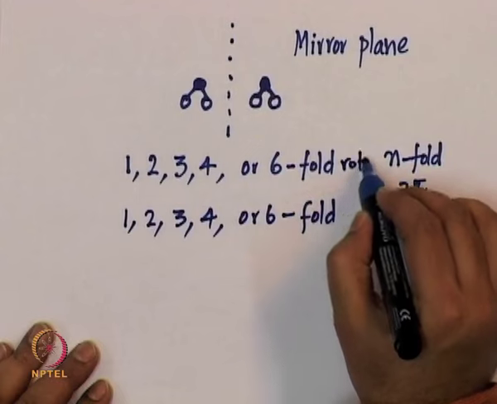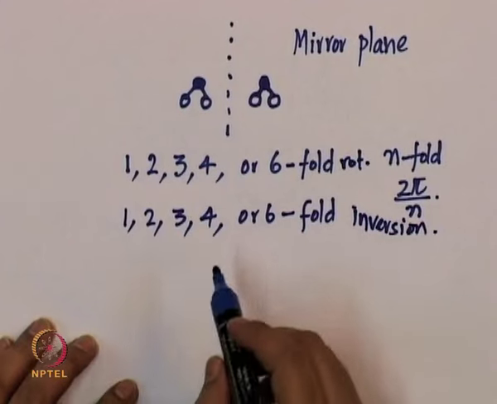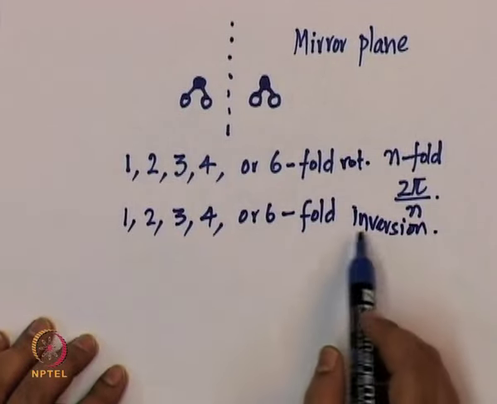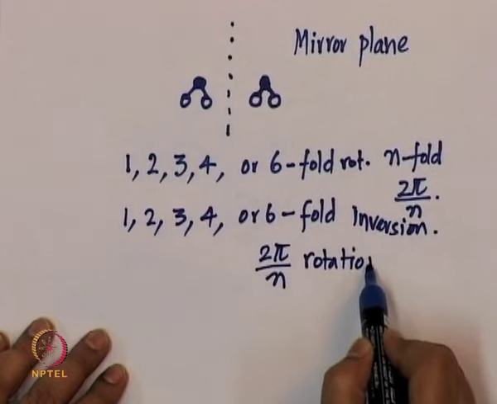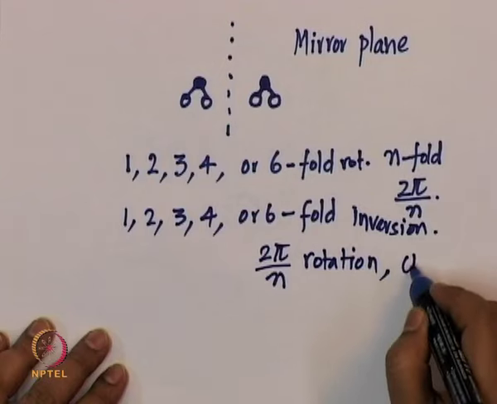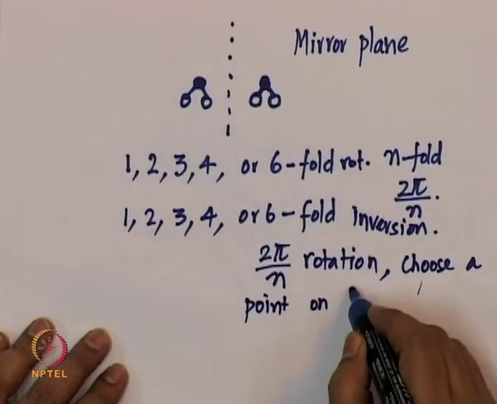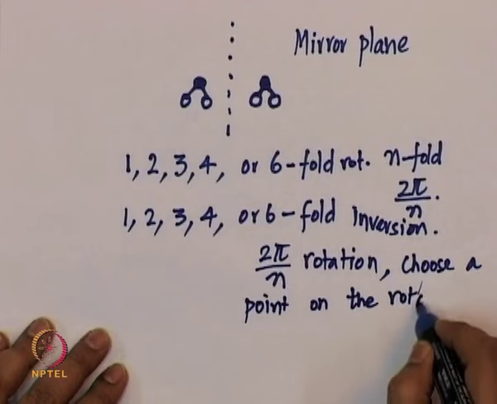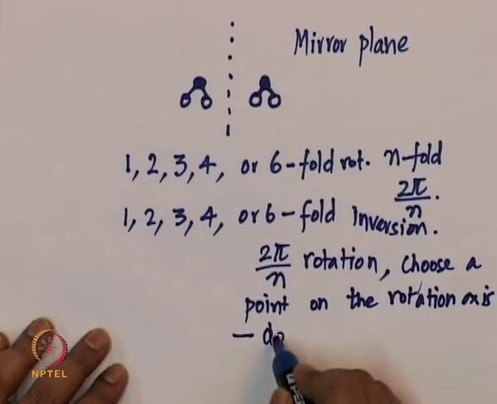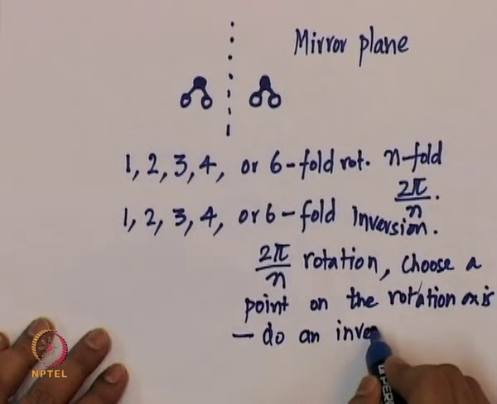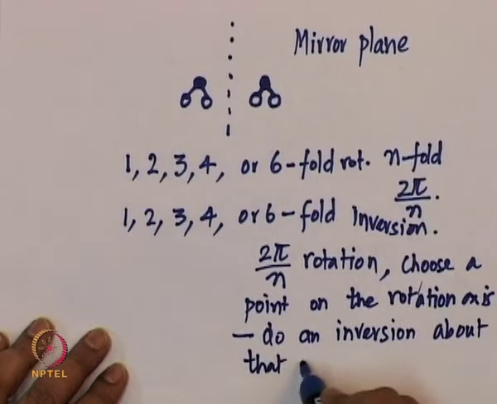So, this is rotation and this is inversion. In this case, what we do is a rotation by 2 pi by n, and then we choose a point on the rotation axis and do an inversion about that point.